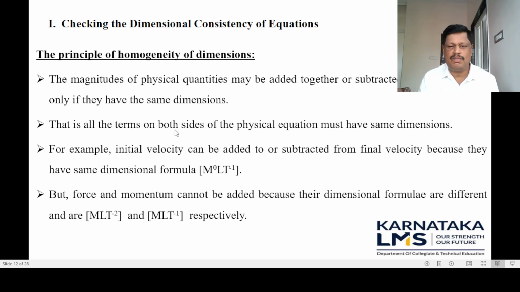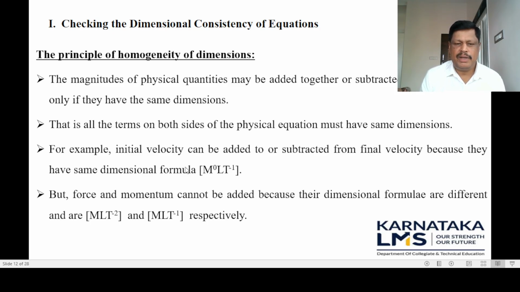If all the terms on both sides of the physical equation have the same dimensions, it is called the principle of homogeneity. For example, initial velocity can be added to or subtracted from final velocity because both are velocities.